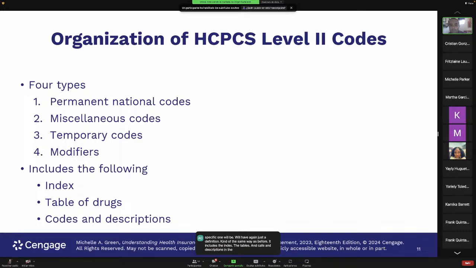In the CPT or HCPCS level 1, we said I had the index, and we've had tables. The tables were the cancer and drugs and chemicals. Here is just a table of drugs. In this case, it's not that you're doing that as a way to get all the medications and all the codes together. And then the codes and description, what the code is and what the description is. How are you going to use it?